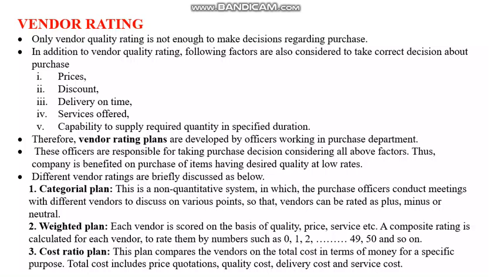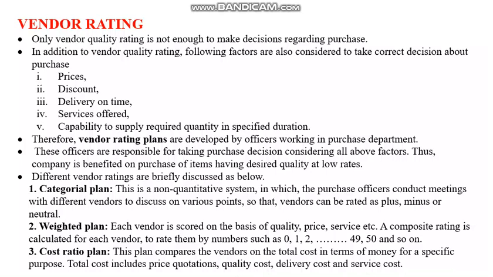Then the third one is the cost ratio plan. This plan compares the vendors on the total cost in terms of money for a specific purpose. You see, cost basis. Total cost includes price quotations, quality cost, delivery cost, service cost, and all these things. So these are the different plans.